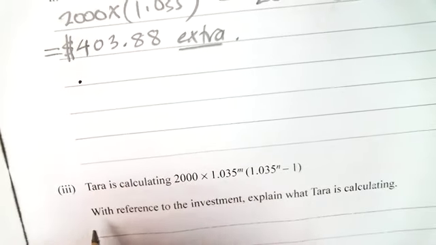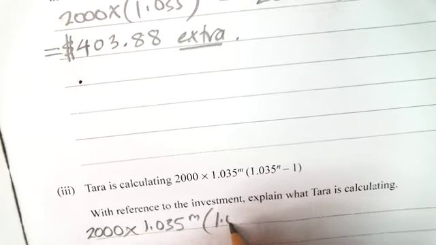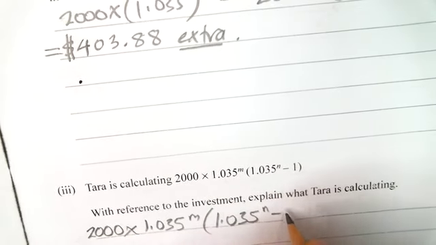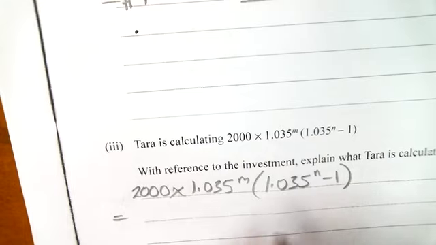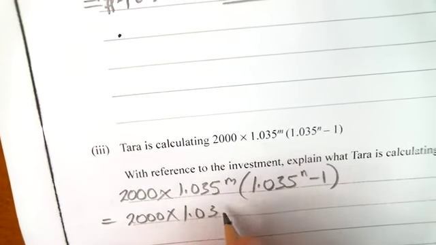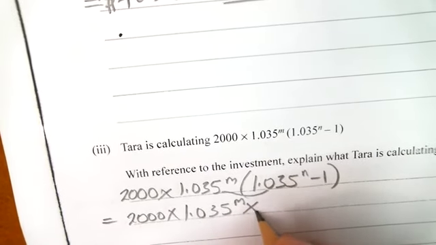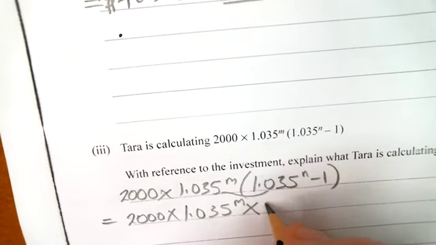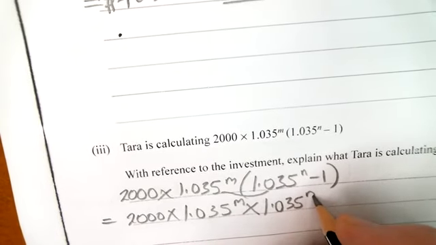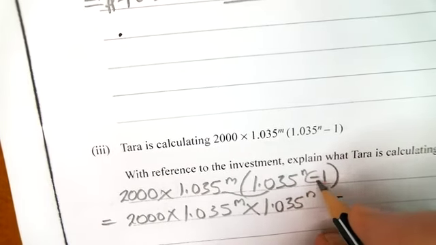So you've got 2,000. I'm going to rewrite this out. I've got 2,000 times 1.035^m times 1.035^n minus 1 is actually equal to, and this is now going to be a long thing, 2,000 times 1.035^m. I'm going to multiply it by this thing here, times 1.035^n. And then we're doing the same thing again, but this time it's a minus. Minus 1.